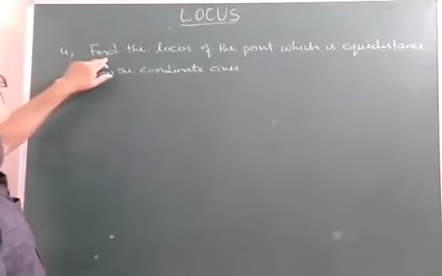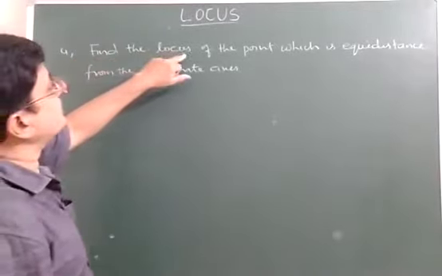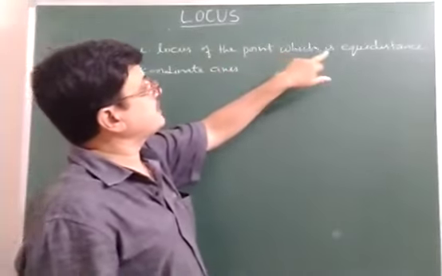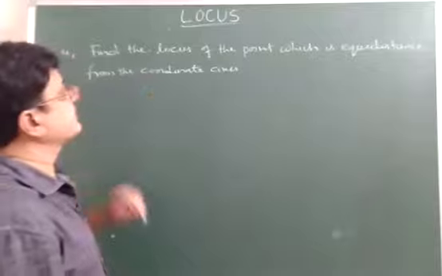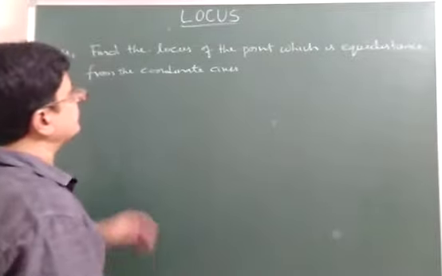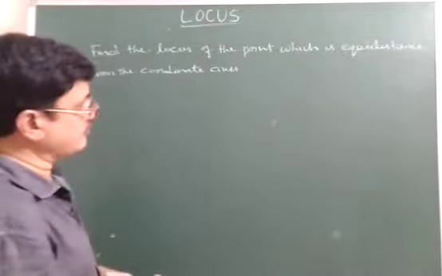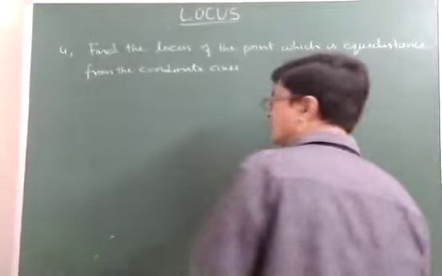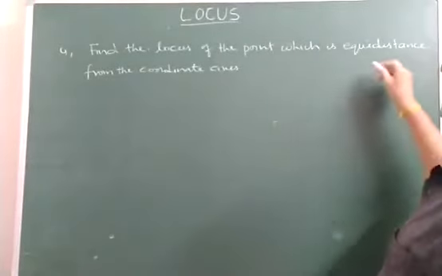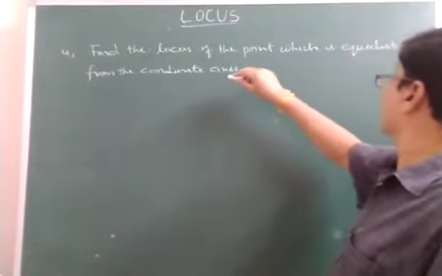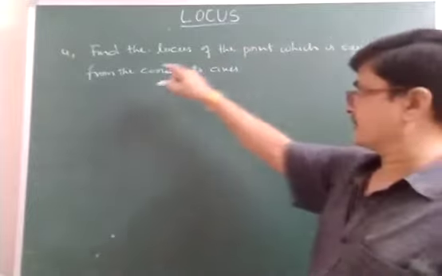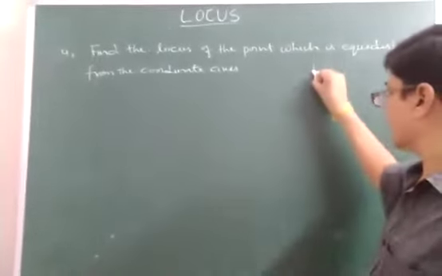Next problem is: find the locus of the point which is equidistant from the coordinate axis. That means find the locus of the point which is equidistant from the coordinate axis. That is the given condition.